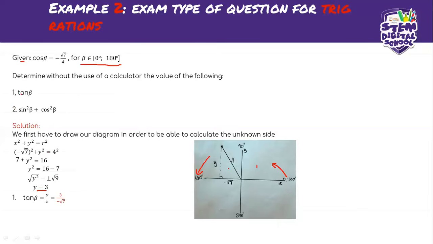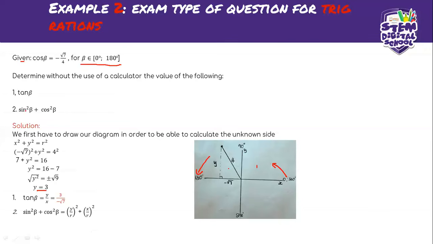The first question was asking for tan beta. So we know that the trig ratio for tan beta is equal to y over x. Y over x. Then since we have the y value there, it's going to be easy for us to calculate this, which is 3 over negative square root of 7. That is the answer for tan beta. Let's proceed to the next.